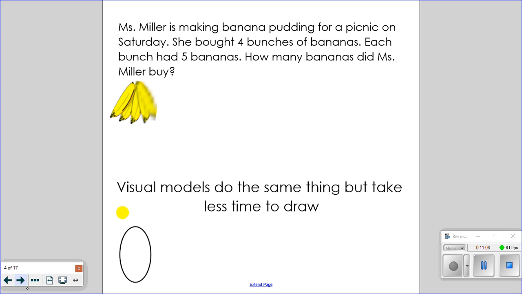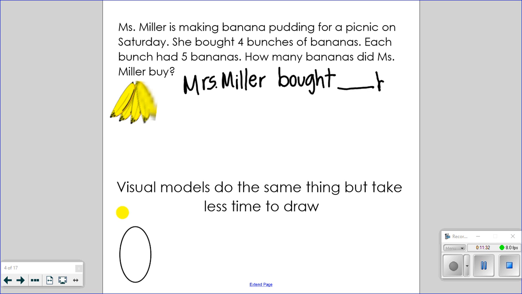How many bananas did Miss Miller buy? Miss Miller bought. We don't actually know yet. We haven't done any work. So we're going to leave a blank. Miss Miller bought blank. What are we counting? Bananas. That's what we need. That's our unit. That's the thing we're counting. Miss Miller bought blank bananas. That's an answer sentence.